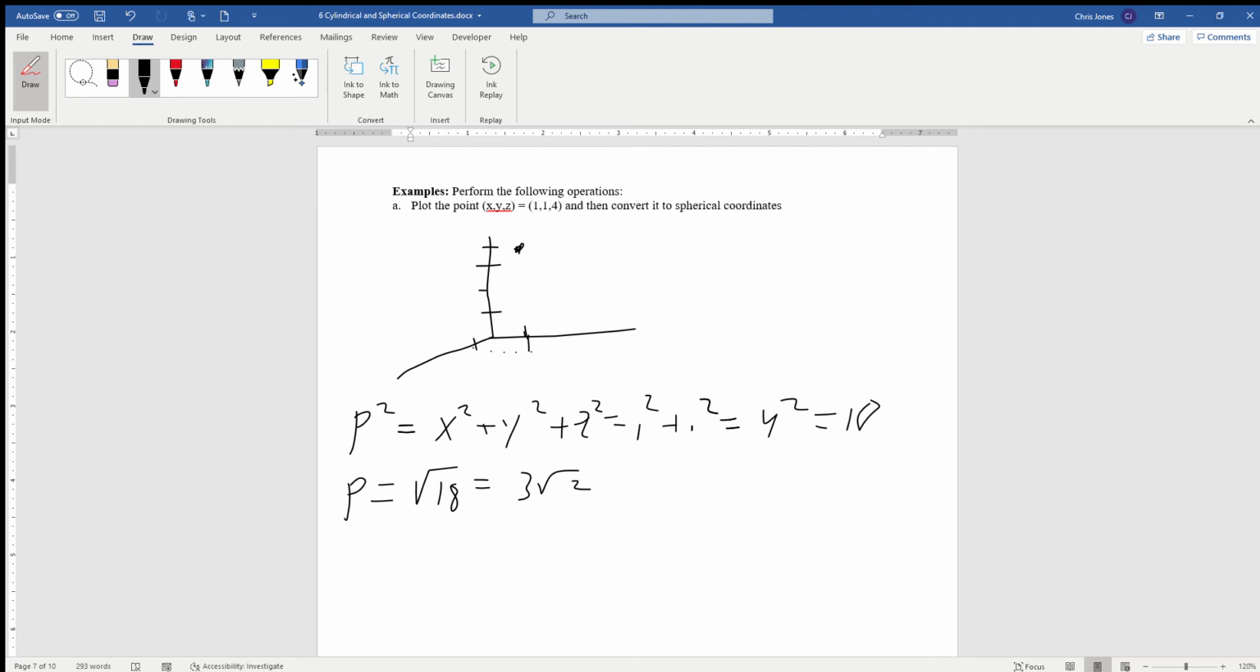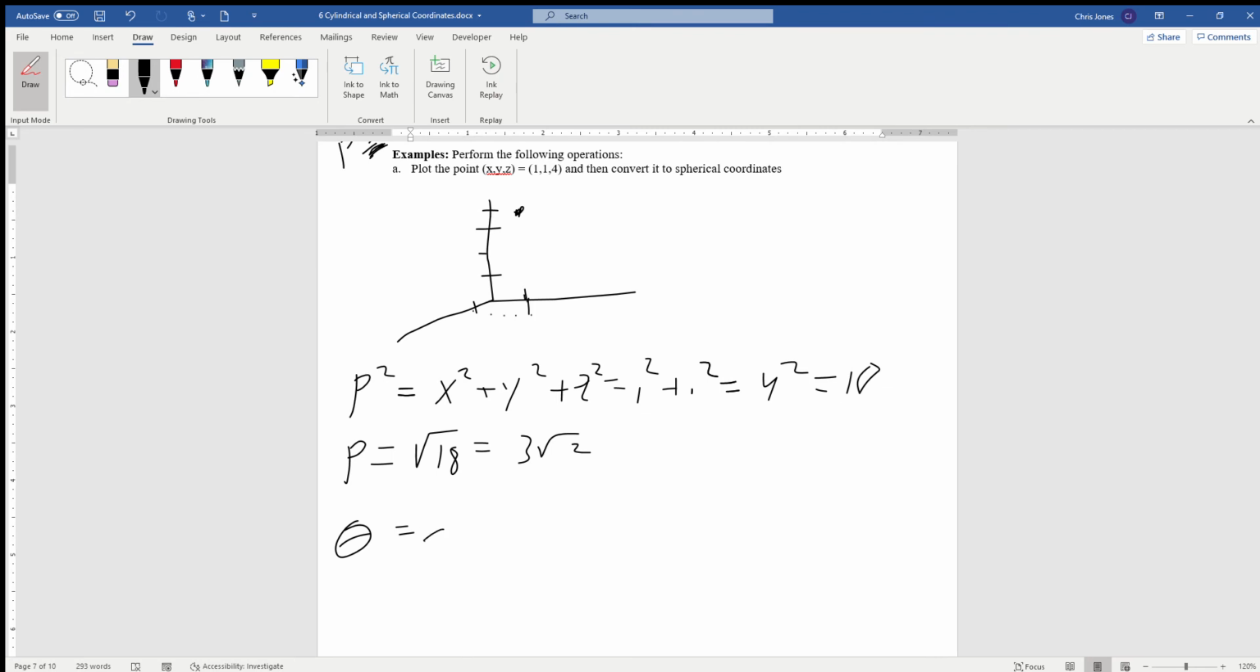Now, rho is always positive. Keep in mind that whenever you find rho, unless it's 0, which doesn't make much sense because then you're at the pole, rho is always going to be bigger than or equal to 0 no matter what. We know how to find theta. Theta is just the arctangent of y over x, and this one's really easy. That's arctan of 1 over 1. You could throw that in your calculator, or you might know that arctangent of 1 is just pi fourths.